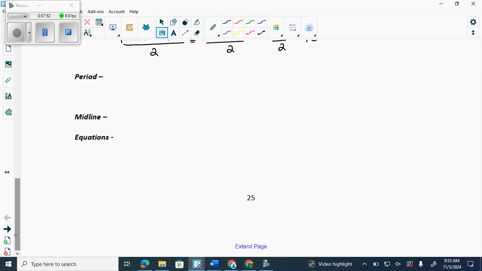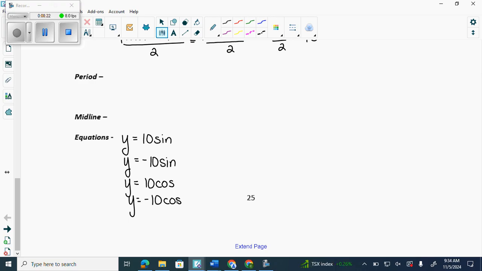Okay? So our equations are going to be y equals 10 sine, y equals negative 10 sine, y equals 10 cos, y equals negative 10 cos. Because amplitude doesn't restrict me, right? It gets me 4 equations, positive and negative sines, and positive and negative cos. We agree? Does that make sense what we're doing? Because the absolute value of all those A's would still give me an amplitude of 10. We agree? Okay, next page.